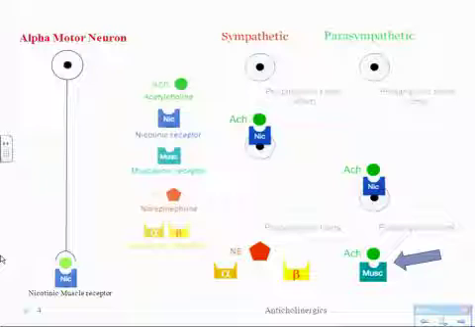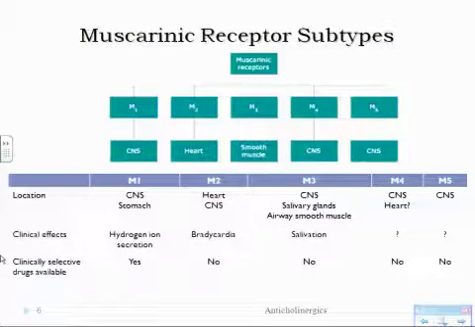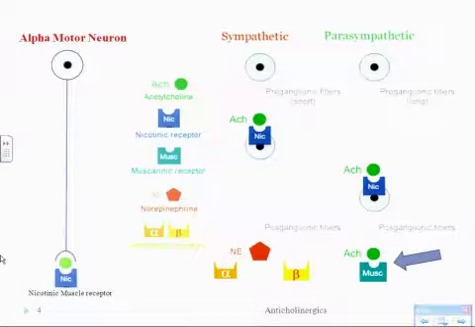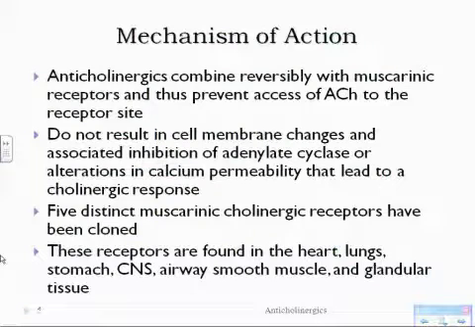Now, let's make it even more complicated than that. So now you know that the muscarinic receptor you're binding to is at the postganglionic. But the mechanism is basically the anticholinergics combine reversibly with the muscarinic receptor and thus prevent access of acetylcholine to that receptor site. So basically it's an antagonist.